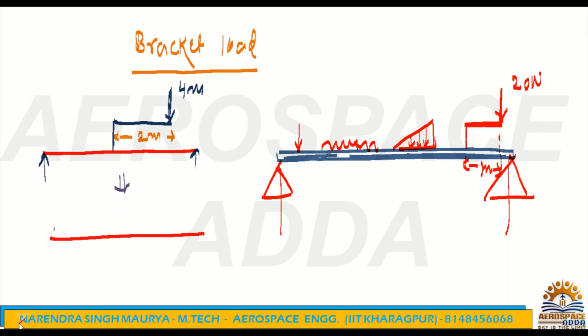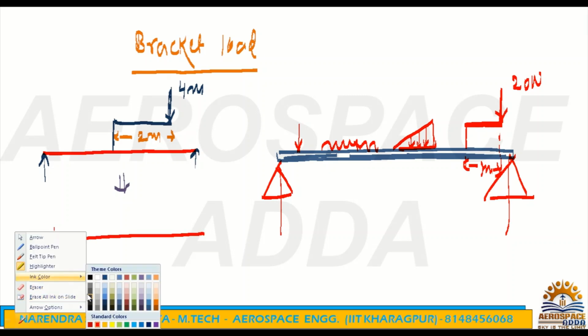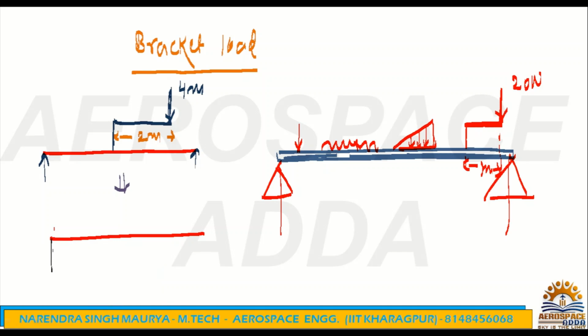Now I just want to resolve this bracket loading. Just like we have seen with UDL and UVL, which we converted into concentrated loads. Once you see this bracket load, just say this is point A and this is point B. Obviously the reactions will be RA and RB. And where the load is acting, just say it is acting at point C. So now the load is acting at this end, but indirectly you will get that effect at this point C.